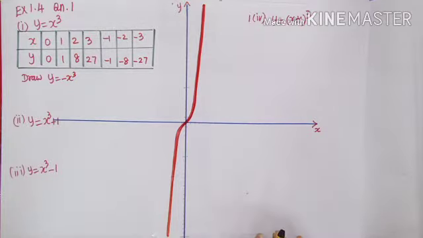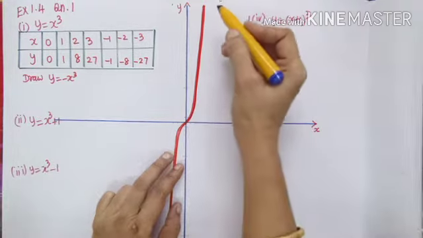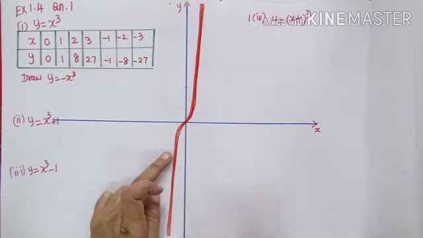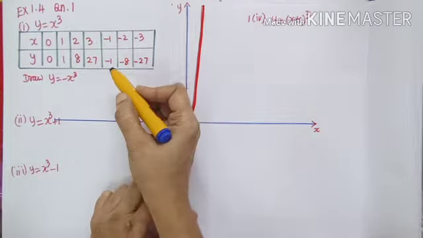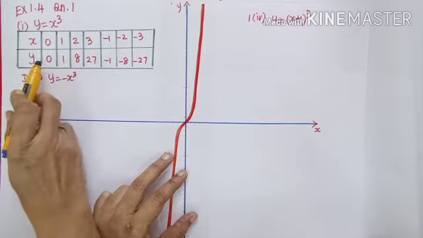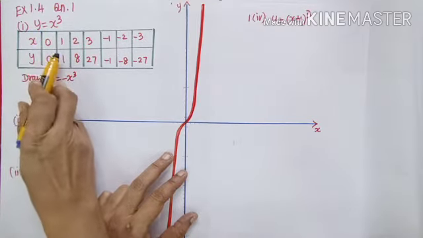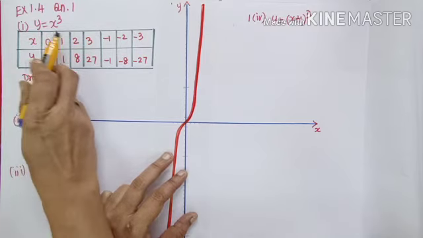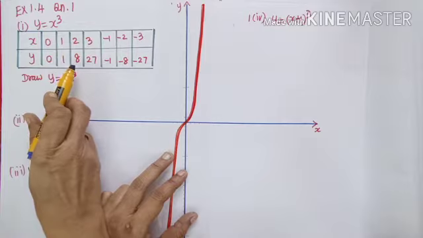Exercise 1.4, question number 1. We are given a curve y equals x cube. How to draw this curve? Just we'll have an understanding. Put x equals 0, we get y equals 0 cube, and 0 cube is also 0. Put x is 1, y is 1 into 1 into 1, that is 1. Put x is 2, y equals 2 into 2 into 2, that is 8.